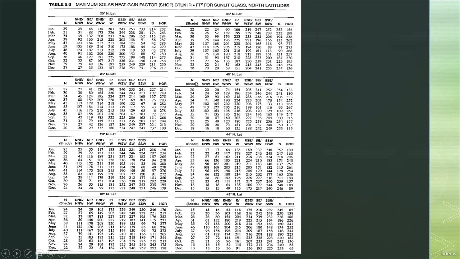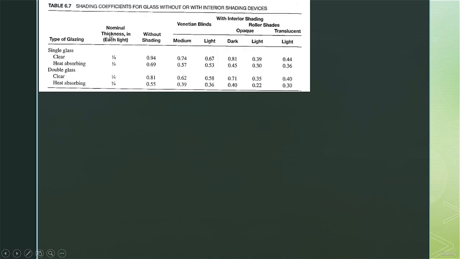After that, we select the orientation of our glass, window, door or any type. Let's suppose we have north orientation, then we select this. If we have horizontal, we select the value of SHGF from this line. In this way we can find the value of the maximum solar heat gain factor. Next we determine the shading coefficient.